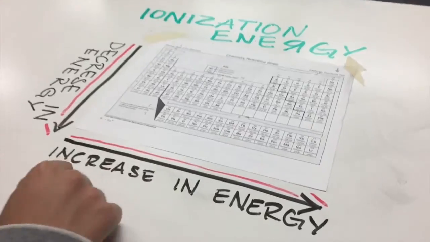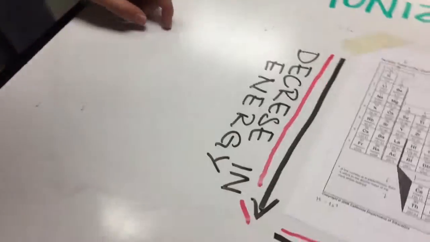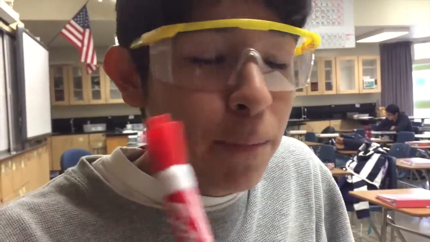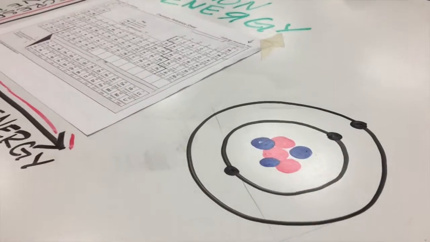Alright, so where do we see this trend on the periodic table? We see it here going across left to right, increasing in ionization energy. And if we look this way, we see that going down, there's a decrease in energy. Here's a little bit why. I just went to the store and picked up one of these red markers that we couldn't afford before. But here's the structure of the atom again.